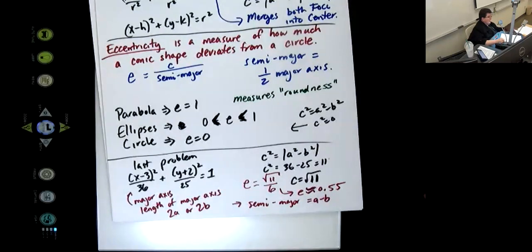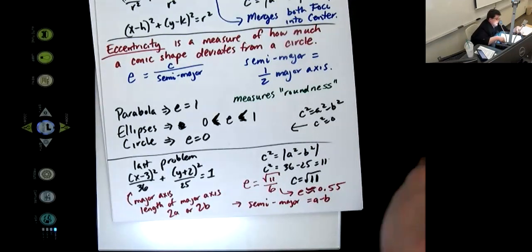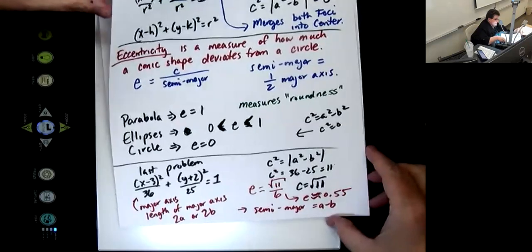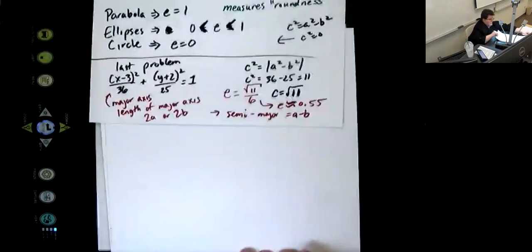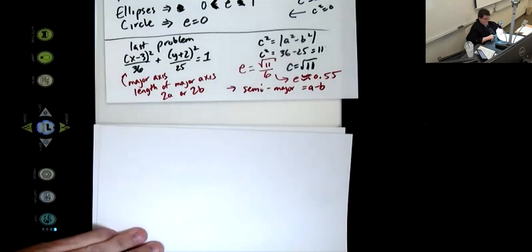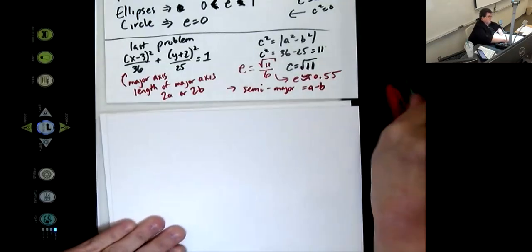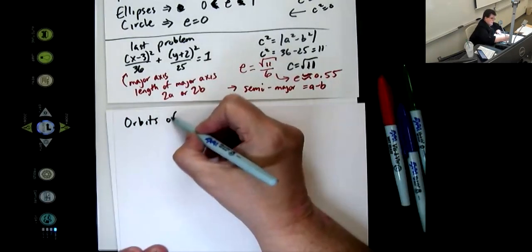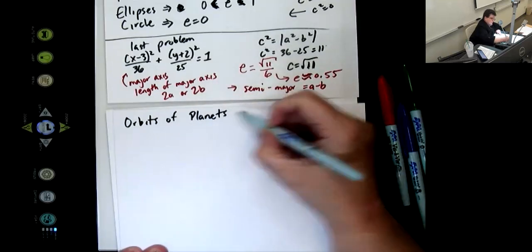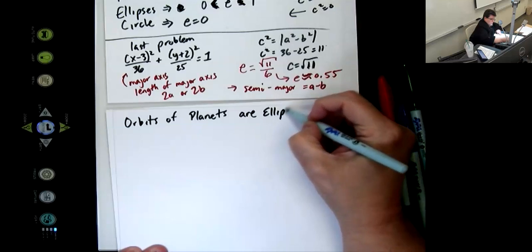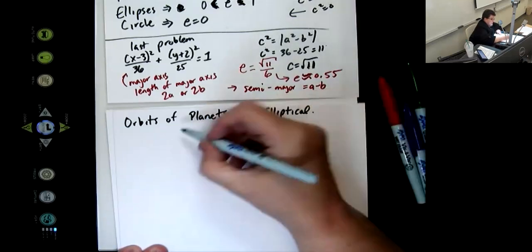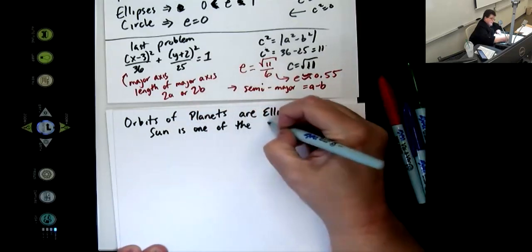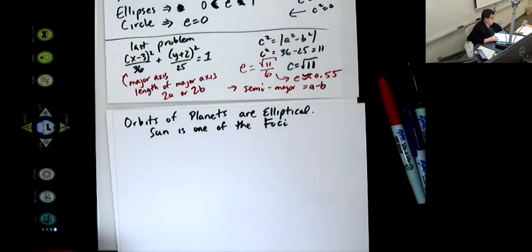So, where does this come up a lot? Well, if we look at our solar system, what things do ellipses belong to? Planet orbits are elliptical. In fact, the sun is one of the foci. That's fun.